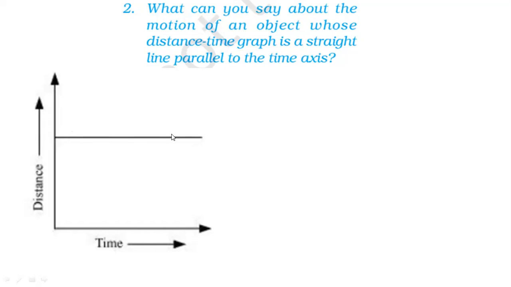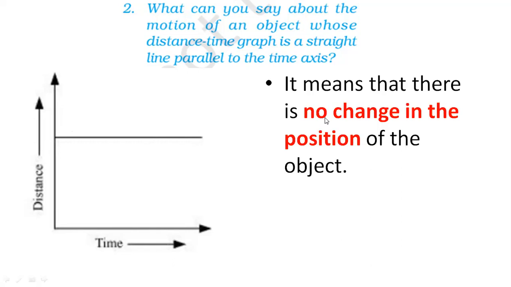This is the graph. And what is the meaning of this graph? Even if time increases, you can see 1 2 3 4 5 6 if you place numbers here, the distance of that object remains the same. That means time is increasing, distance is not changing. This means that the object is not moving at all, that object is at rest. No change in the position of this object is happening, and hence this object is at rest.